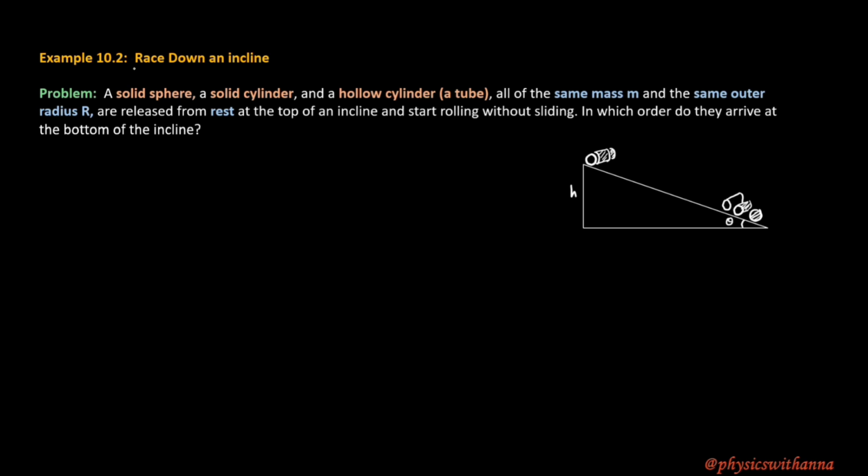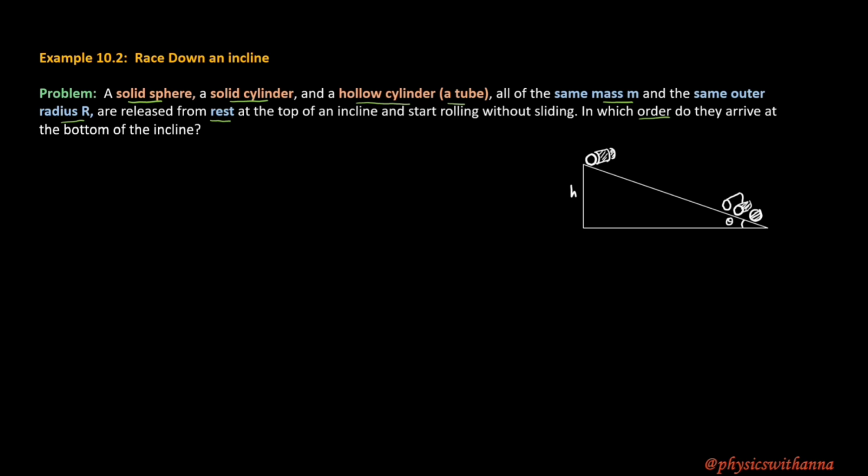So example 10.2 has a race down an incline where a solid sphere, a solid cylinder, and a hollow cylinder, which is basically a tube, all of the same mass m and same outer radius r, are released from rest at the top of an incline and they start rolling without sliding. In which order do they arrive at the bottom of the incline? So here we need to rank who will arrive first, second, and third at the bottom.